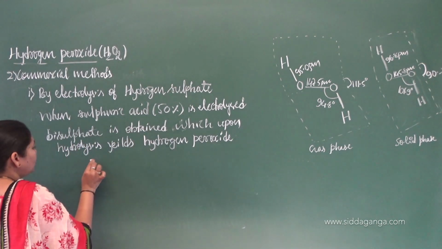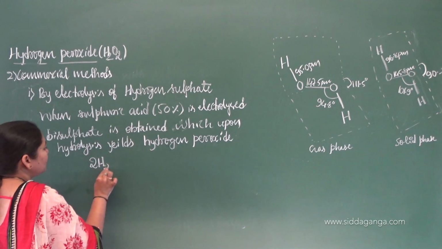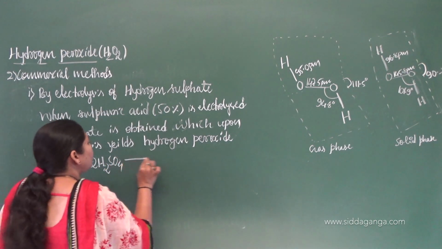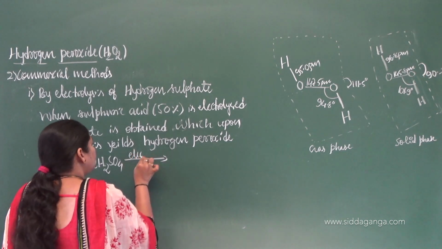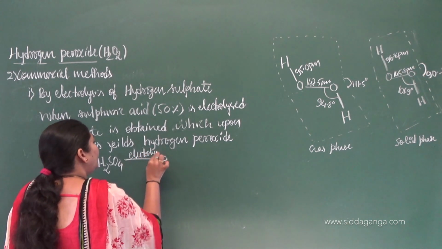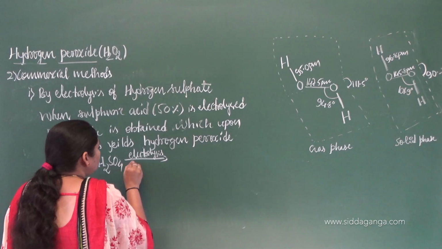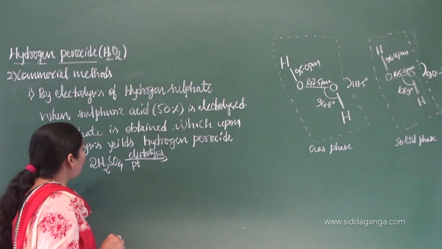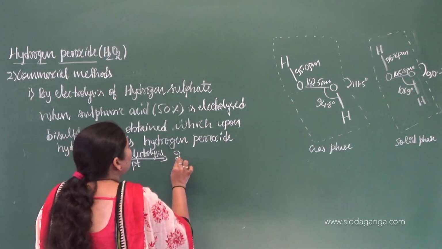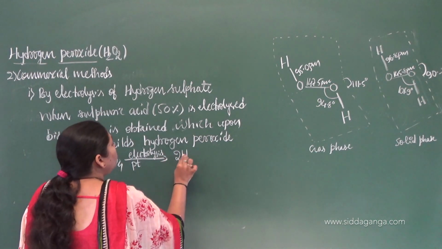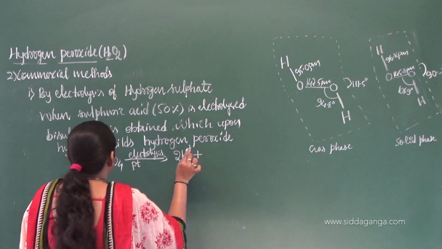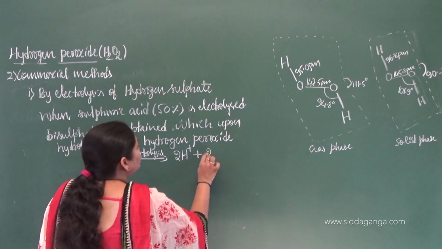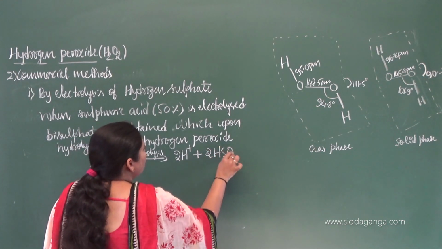So if you take this sulfuric acid, that is H2SO4, and if you subject this one for electrolysis in the presence of platinum electrodes, it will form into 2H plus, sorry, it is not 2H plus, yes, H plus plus 2HSO4 minus.